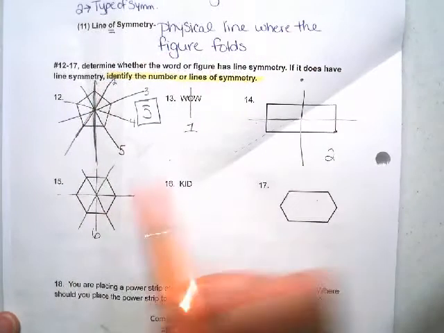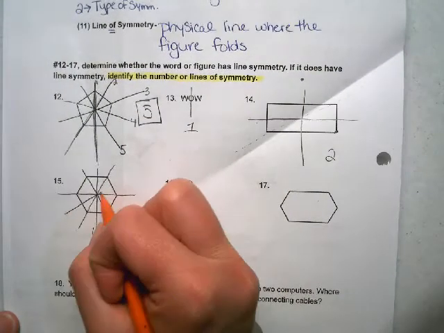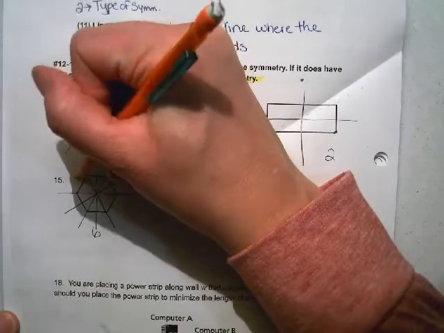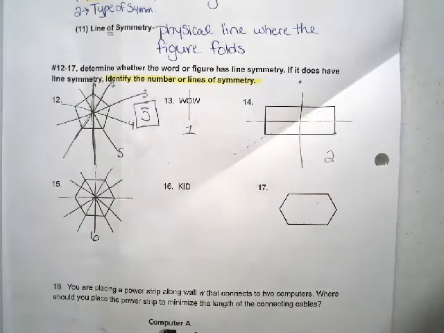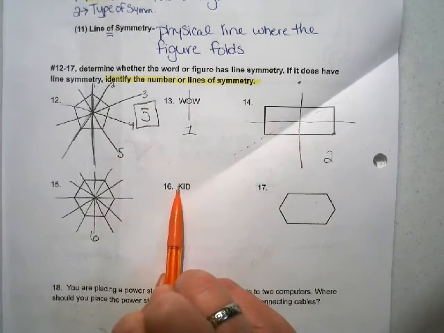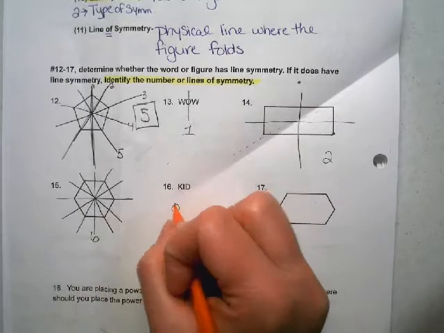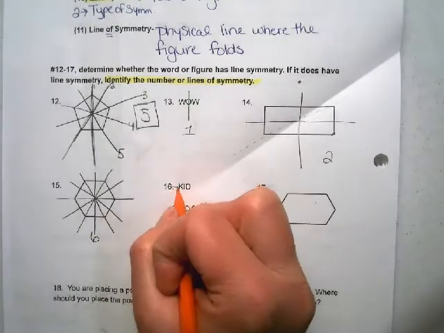How about the hexagon? Hexagons have 6. Basically, you go through here, that's the first and the second, and then you go corner to corner. So there's 3 and there's 4. But now you also have to go through the middle of the sides. So then there's 5 and then there's 6. So it does have 6.